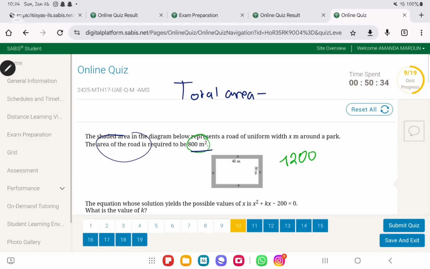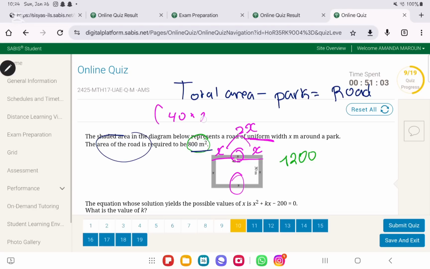So very simply, we know that the total area minus the area of the park is equal to road area. Okay? So to find the total area, because it is uniform, we are going to take into consideration both dimensions. You can understand it like this: this is x and this is x, so this in total is going to be 2x. Okay? So the total area is going to be 40 plus 2x times 30 plus 2x, minus the area of the park, which is 40 times 30, which is 1,200, is equal to the area of the road, which is 800 meters squared.